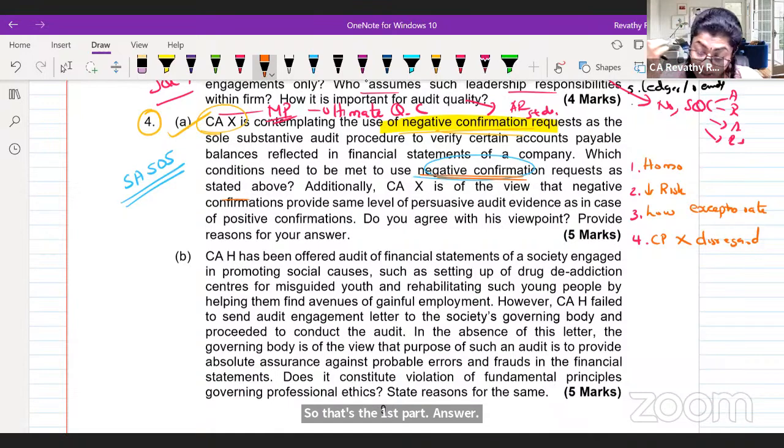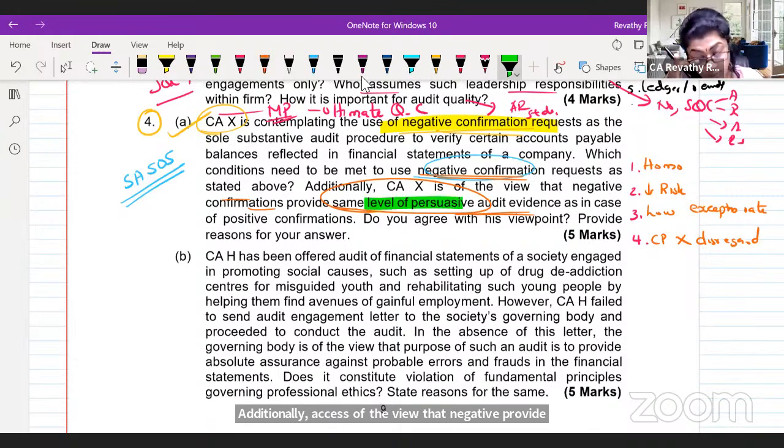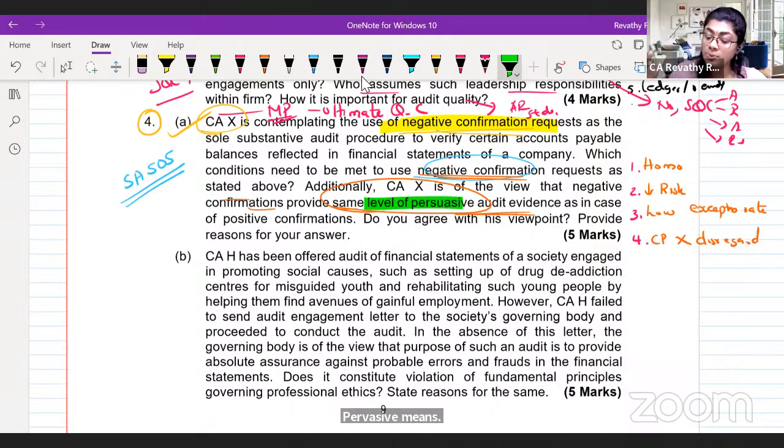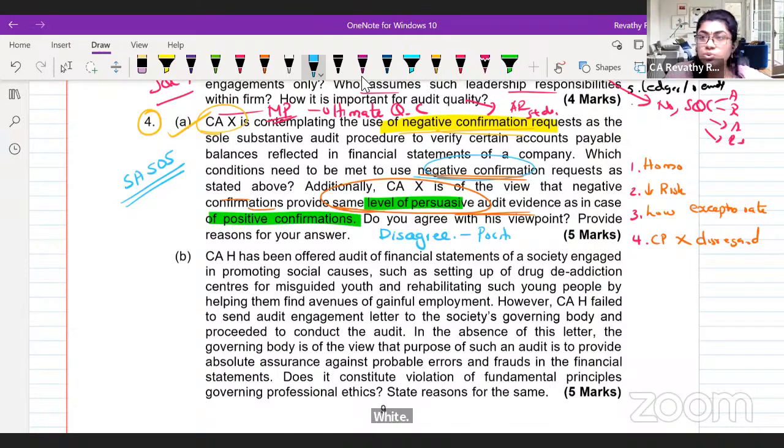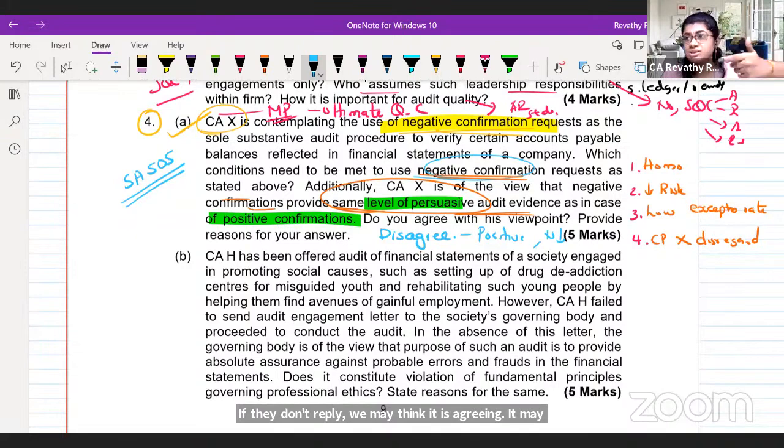Additionally, CAX is of the view that negative confirmation provides the same level of persuasive evidence. Persuasive means convincing. Pervasive means total. Corroborative means supporting. Persuasive means convincing. Like positive. Do you agree with the viewpoint? Agree or disagree? Strongly disagree. Why? Positive provides you more assurance and more persuasive evidence, whereas negative provides less persuasive evidence because 2 risks are there. One, if they don't reply, we may think it is agreeing. It may be non-response or lost in transit.